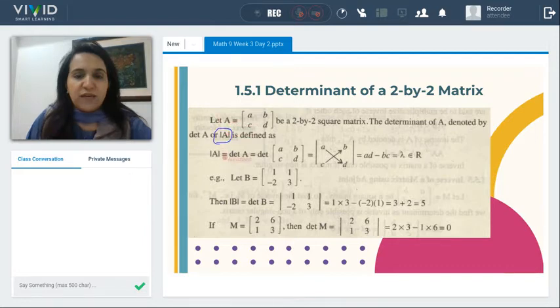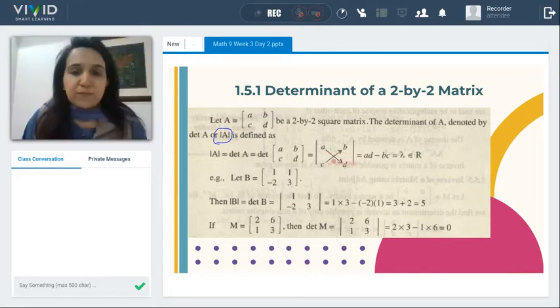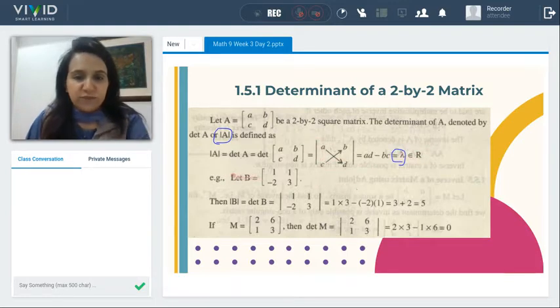We can find out the determinant of A by multiplying in cross. We can multiply the diagonals: A by D, AD minus BC or CB. If we multiply the diagonals and subtract, we will get one number as the answer, that is the determinant of that matrix. Now B is a matrix, and we have to find its determinant too.